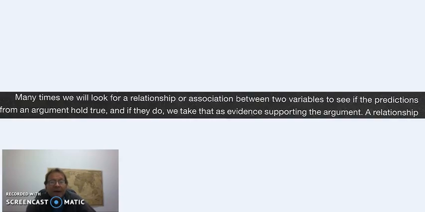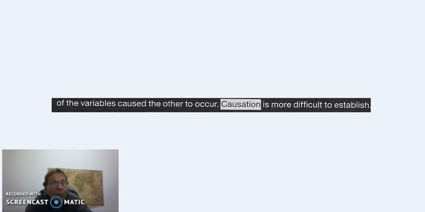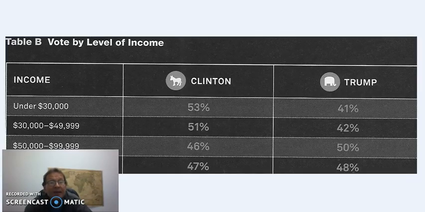Testing arguments using data. Many times we will look for a relationship or association between two variables to see if the predictions from an argument hold true, and if they do, we take that as evidence supporting the argument. A relationship or association between two variables, sometimes called a correlation, should not be taken to mean that one of the variables caused the other to occur. Causation is much more difficult to establish, and that goes back to the idea of whether or not vote level was done by income.